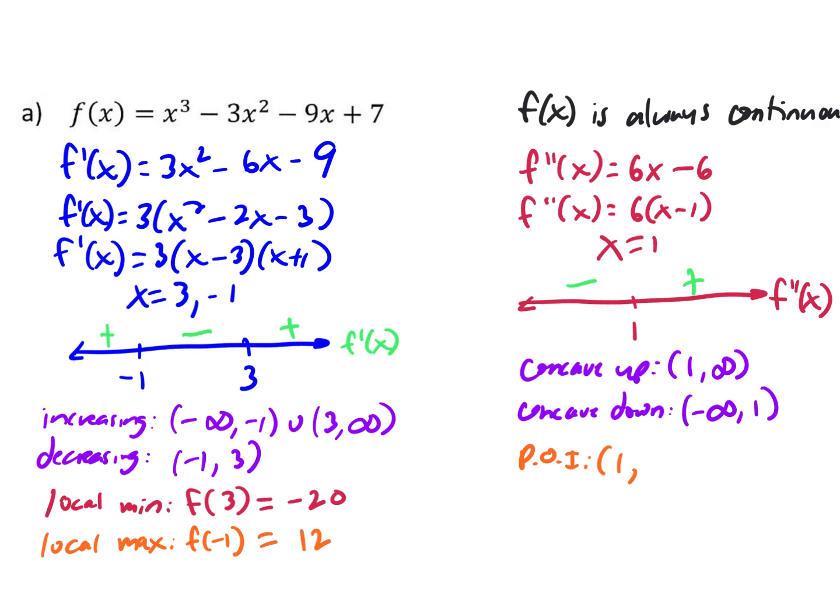Where do I plug that 1 in? You have 3 options: the function, the first derivative, the second derivative. The function, because this is a point on the graph. So I plug 1 in. 1 minus 3, negative 2, minus 9, negative 11, plus 7, negative 4. There's my point of inflection. Okay? Questions?